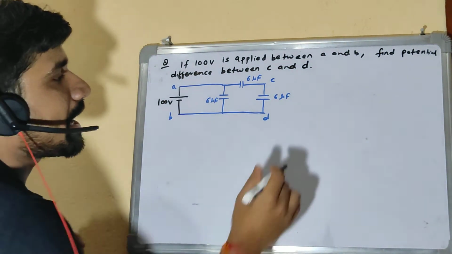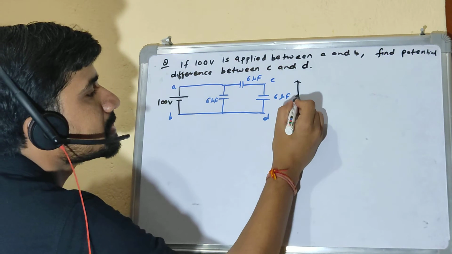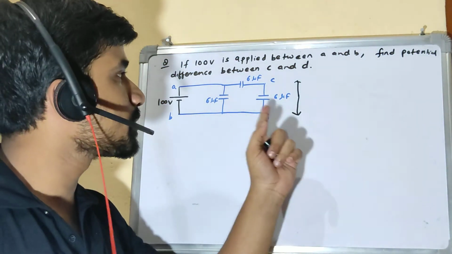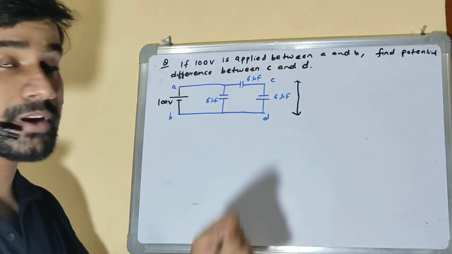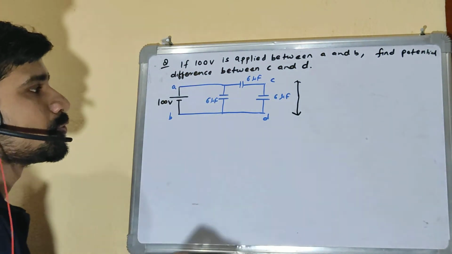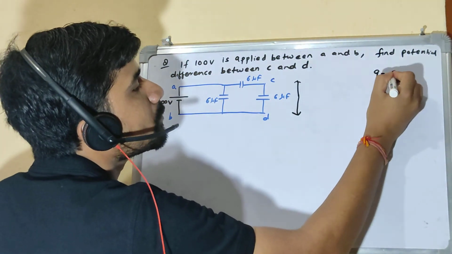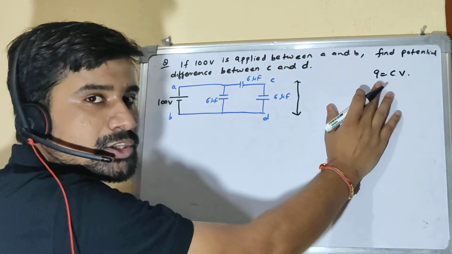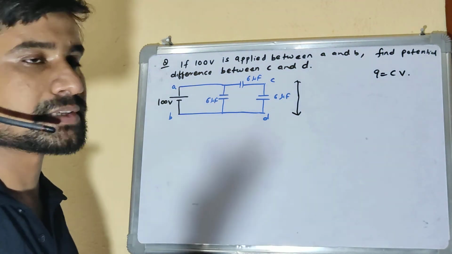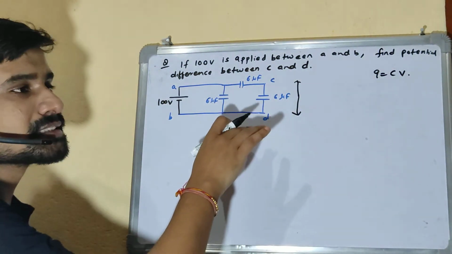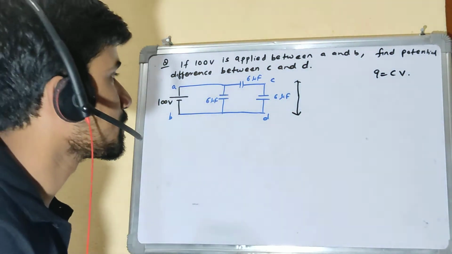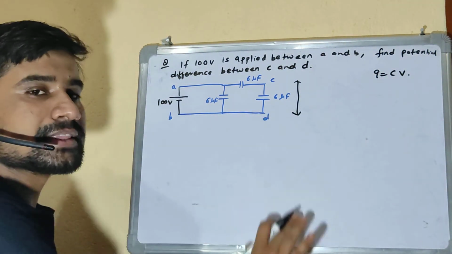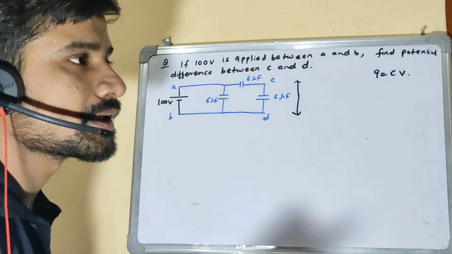Now I need to find the potential difference between C and D, which is the potential difference across this specific capacitor, 6 microfarad, right? For capacitors, Q equals C into V. So potential is nothing but Q by C, charge by capacitance. But you don't know the charge on this capacitor. Let's find the charge flowing through this capacitor, and then we can easily calculate the voltage across it.